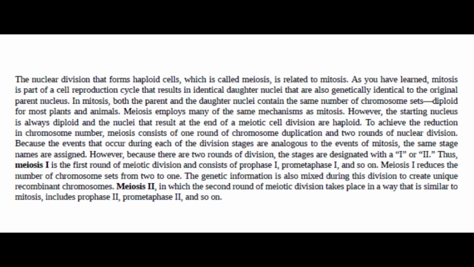Meiosis I reduces the number of chromosome sets from 2 to 1. The genetic information is also mixed during this division to create unique recombinant chromosomes. Meiosis II, in which the second round of meiotic division takes place in a way that is similar to mitosis, includes prophase II, prometaphase II, and so on.